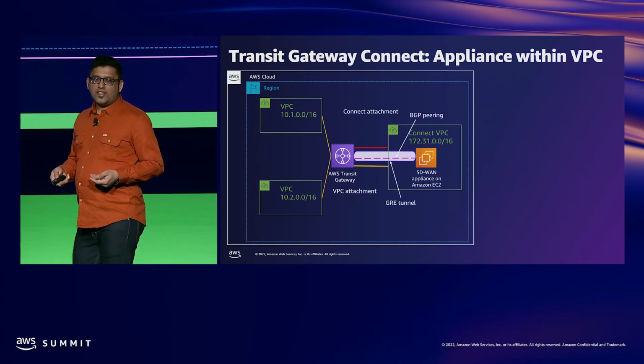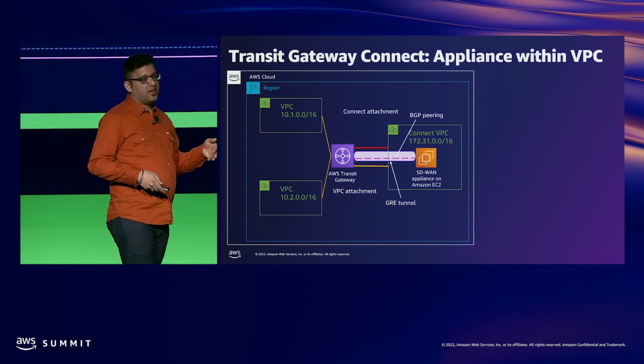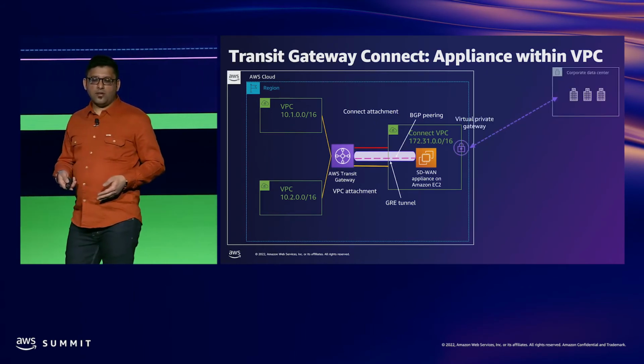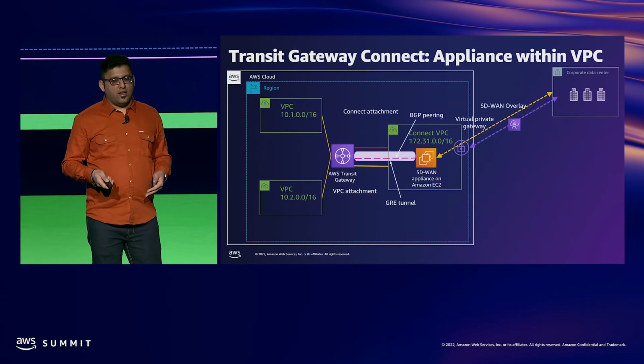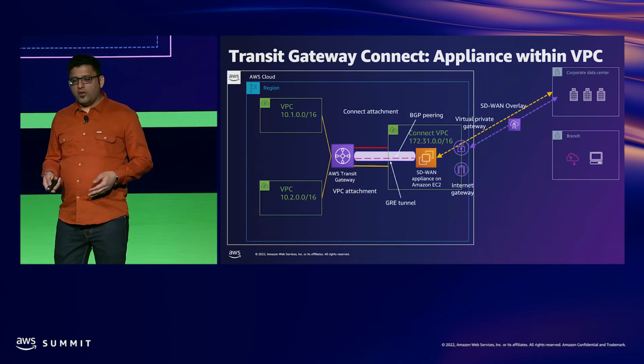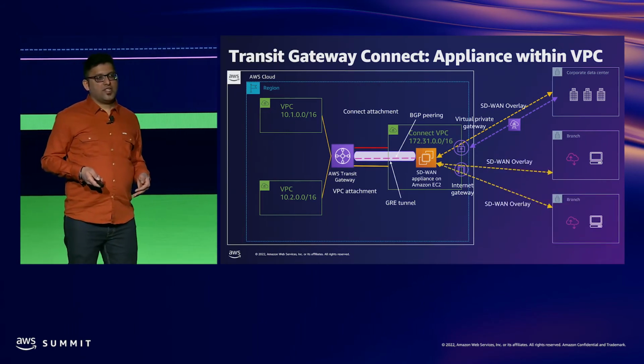And the advantage here is that you can use this to scale and connect to multiple VPCs that are connected to the transit gateway, as well as extend that connectivity to your corporate data centers, either using Direct Connect and running the SD-WAN overlay on top of it, or you can have direct connectivity to your branches using the internet gateway with the SD-WAN overlay.